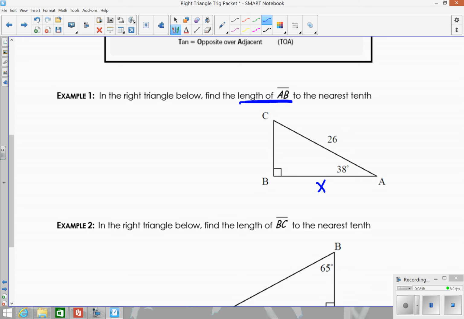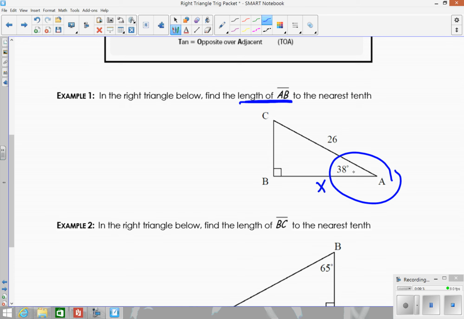So look at your two acute angles. So in this case, A and C. We have 38 degrees on A, so I'm going to circle that. That means I'm going to be using that 38 degrees to help me find this missing side. So from there, now I want to label what's the opposite, what's the adjacent, and what's the hypotenuse.